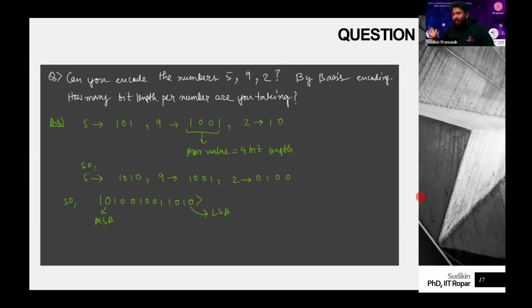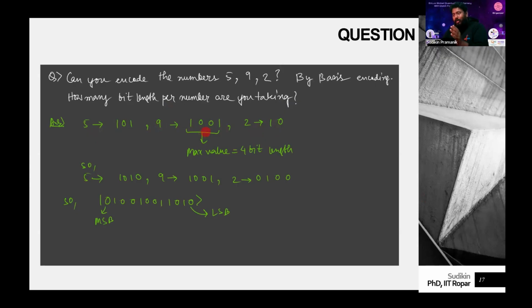Okay, 8 bits and 16. Okay, let us see what is the answer. So suppose if you want to convert 5 to its bit value, it will be 101. That's fine. We can encode it using 3. We can encode 2 using 2. We can encode 9 using 4.